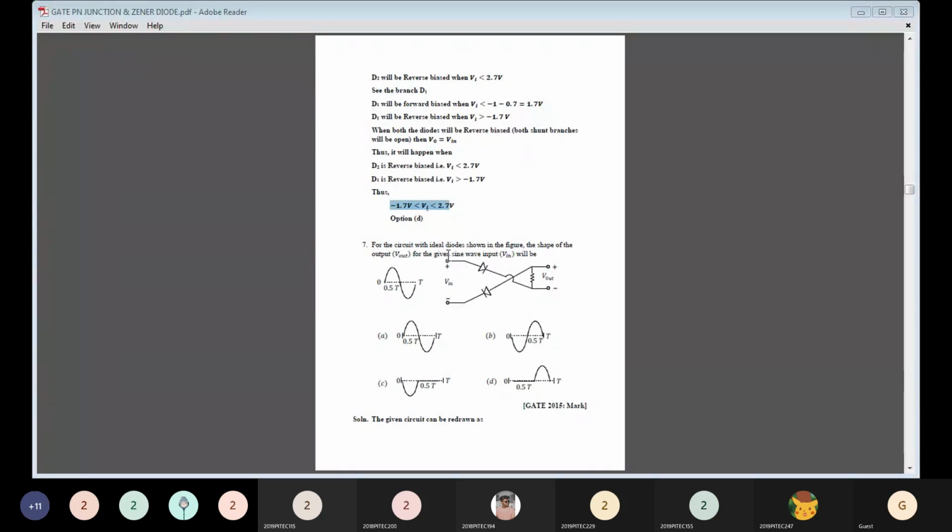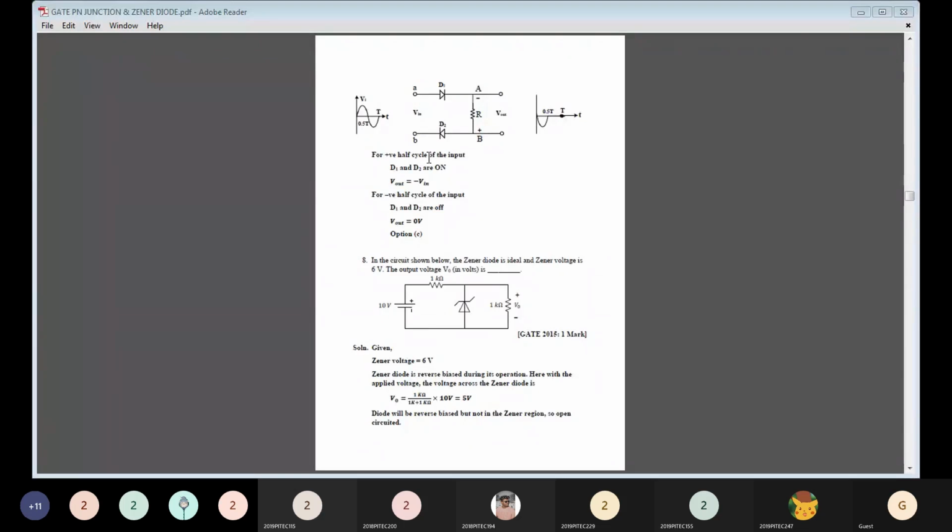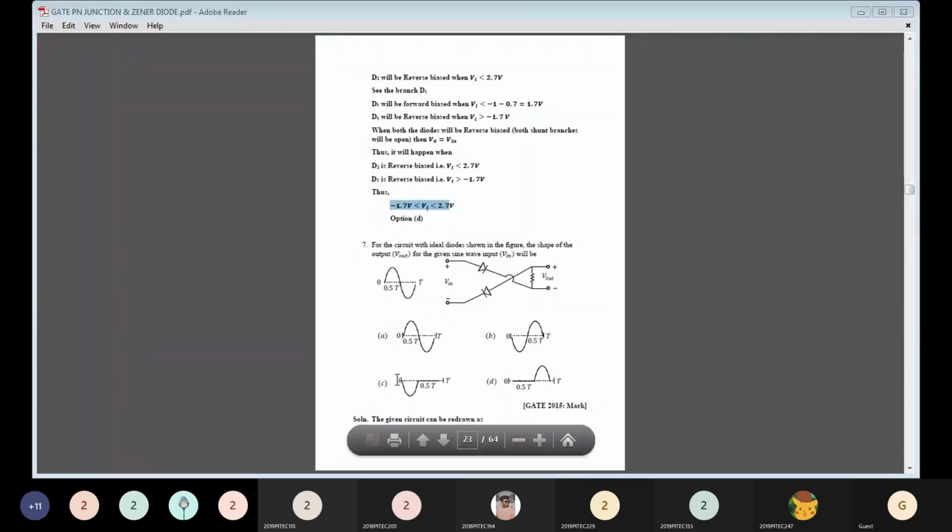For the circuit with ideal diode shown in the figure, what will be the shape of the output for the given sine wave input? For the positive half cycle of the input, D1 and D2 are on, Vout is equal to minus Vin. For the negative half cycle, D1 and D2 are off, Vout is equal to 0 volt. So option C will be the correct answer. For the negative cycle, D1 and D2 will be in the off state. So option C will be the correct answer.